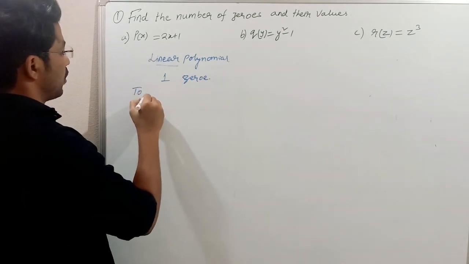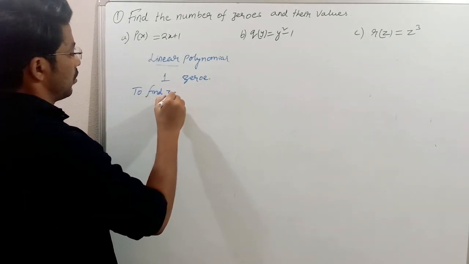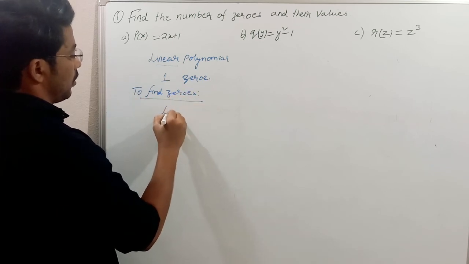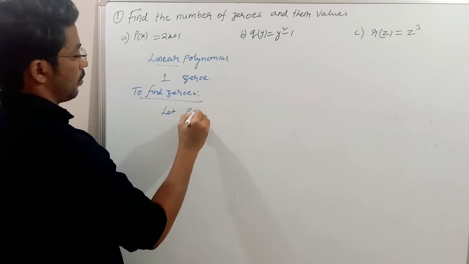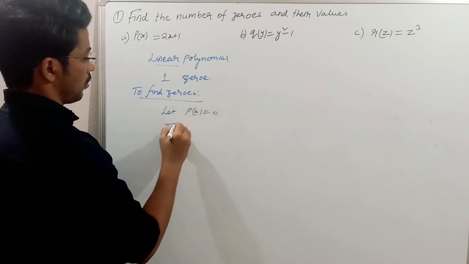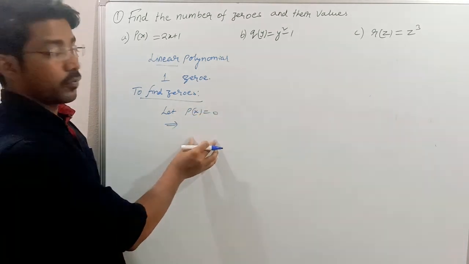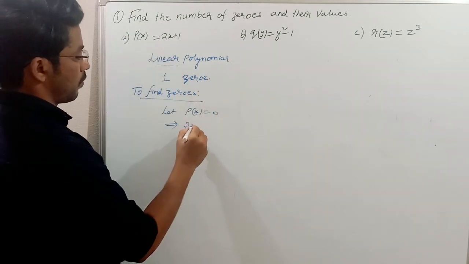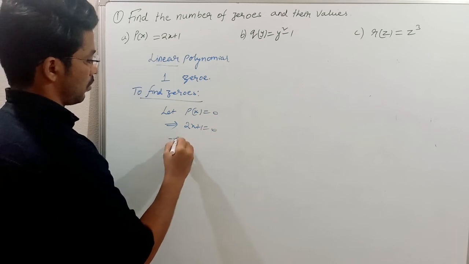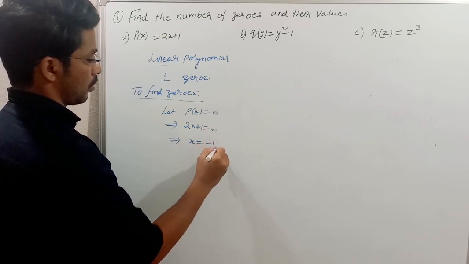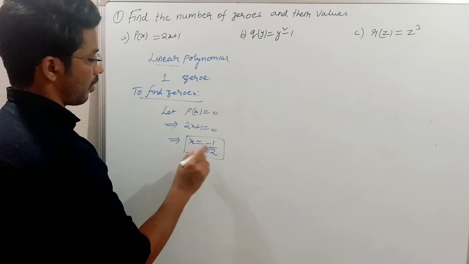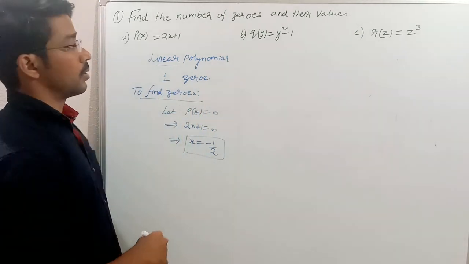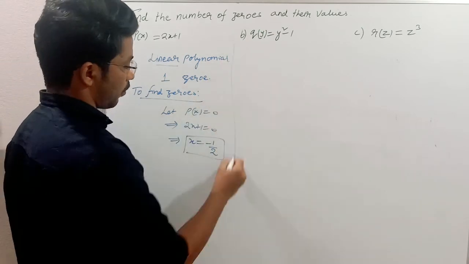So to find zeros, let p of x is equal to 0. So if we equate to 0, we will get the value of the zero. So 2x plus 1 is equal to 0. That implies x is equal to minus 1 by 2. So the value of the zero is minus 1 by 2 and it has 1 zero. So this is about the linear polynomial.